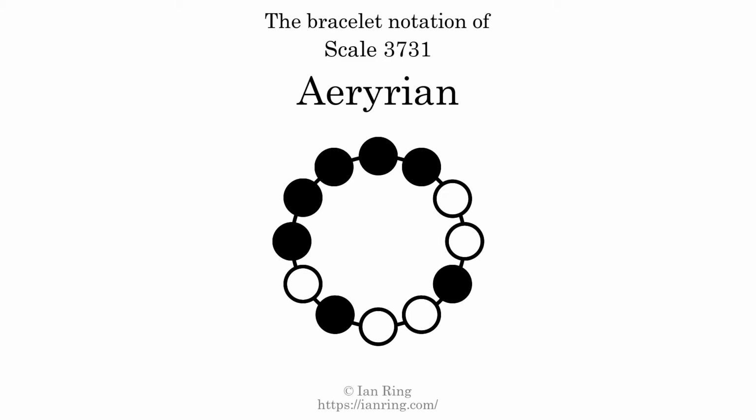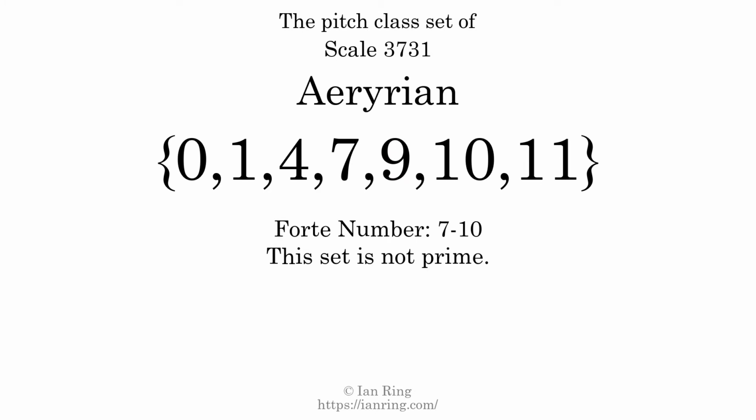This is a bracelet notation diagram of scale 3731. The shaded circles represent tones that appear in the scale, and they are read clockwise, starting at the top. The pitch class set for this scale is 0, 1, 4, 7, 9, 10, 11. The fault class is 7, 10. This set is not prime.